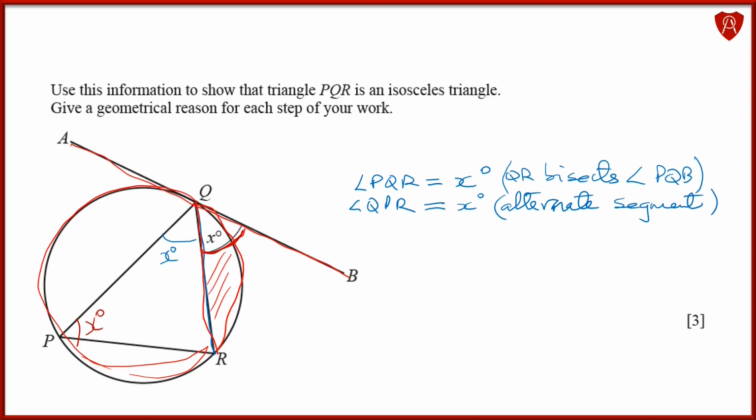Now that point is that this triangle PQR has two equal angles which are both less than 60, meaning that that angle cannot be 60, and so the triangle cannot be an equilateral triangle, and so it is isosceles because it has two equal angles.